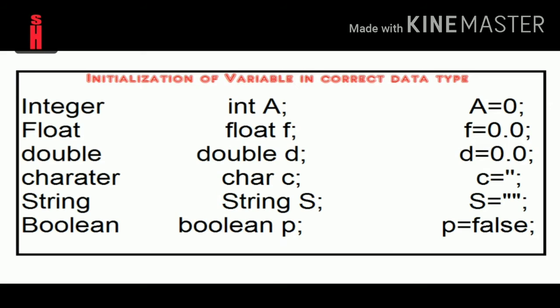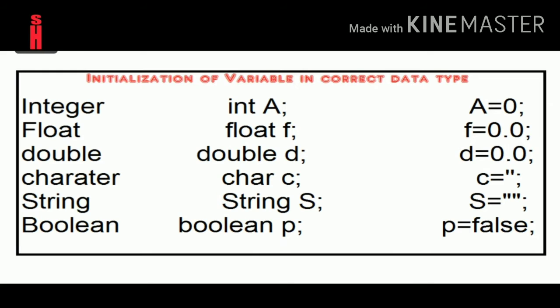Now moving toward the third data type, that is double. In this data type, we have declared a variable that is small d, so we have declared it with the default value. Float and double both work for real type values, so both of them have the same default value, that is 0.0.